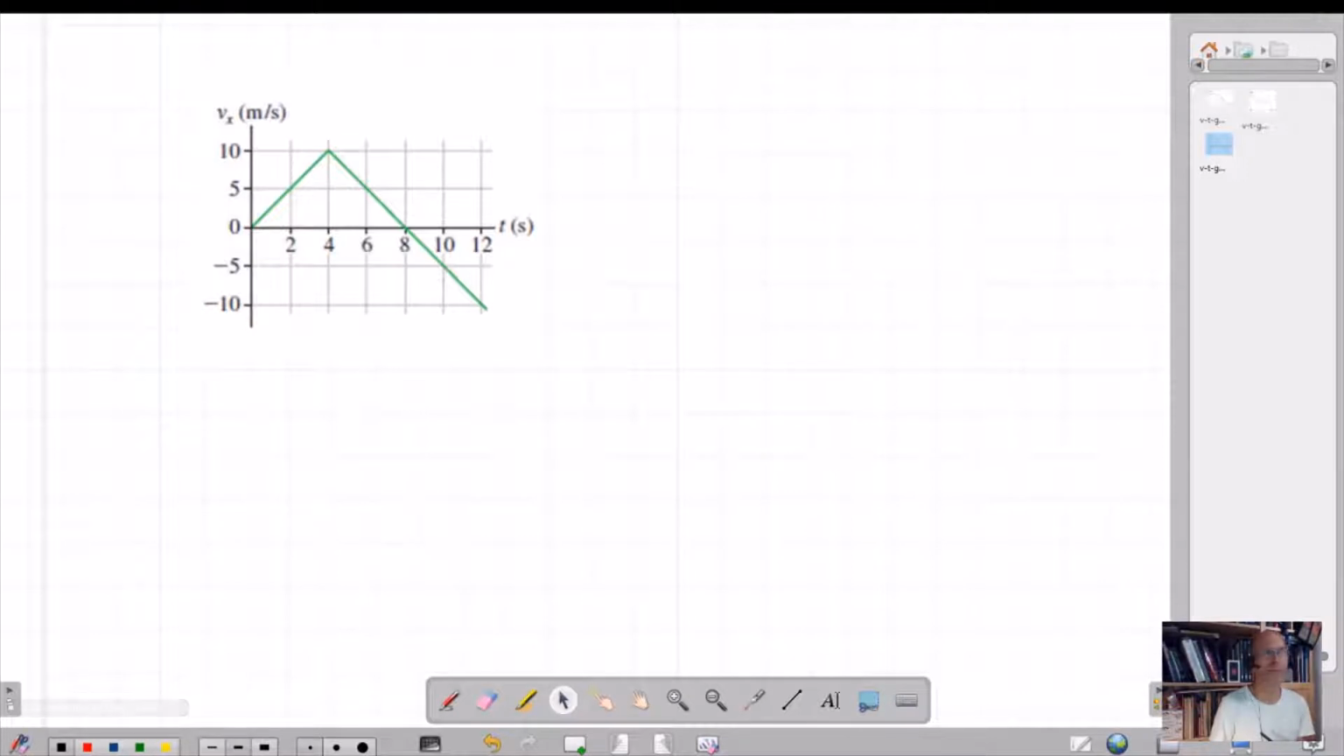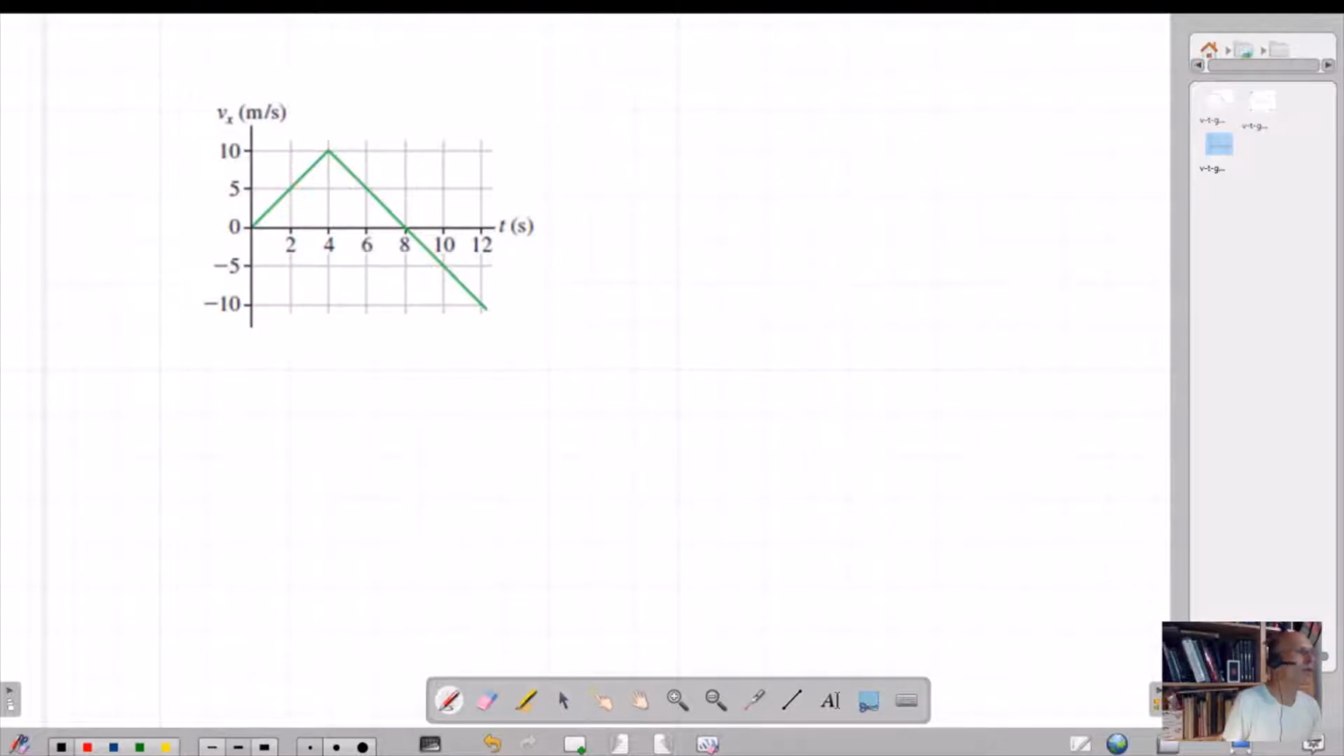Hello, physics students. I'm going to talk to you for a little while about velocity time graphs. So on my screen is a velocity time graph. The vertical axis is the velocity in the horizontal dimension. That's what this x symbolizes, in meters a second. The horizontal axis is the time in seconds.